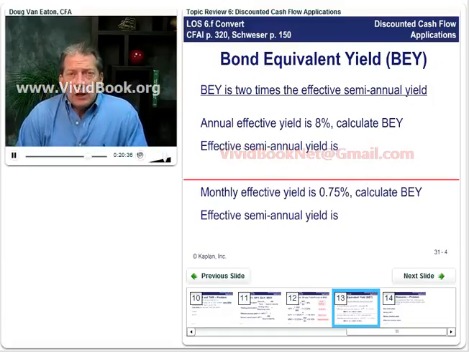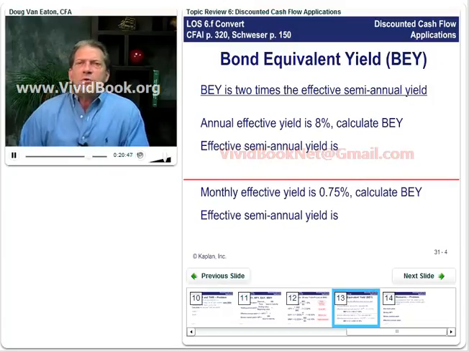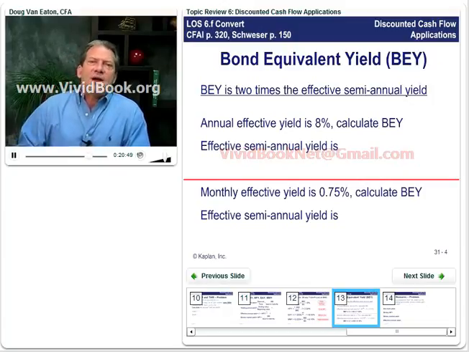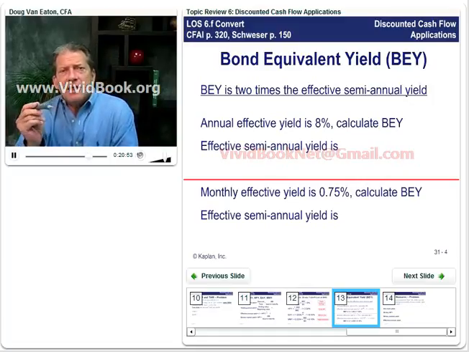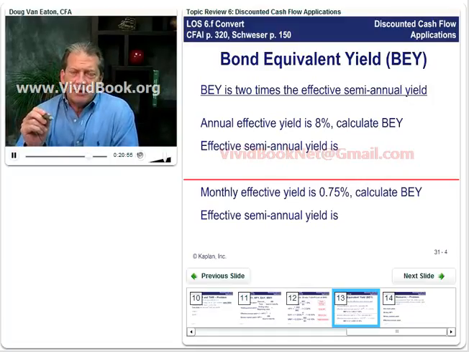The last part here is bond equivalent yield. We're going to define this as 2 times the effective semi-annual yield. So what we want is the 6-month compound rate. Look at this first example: the annual effective yield is 8%.